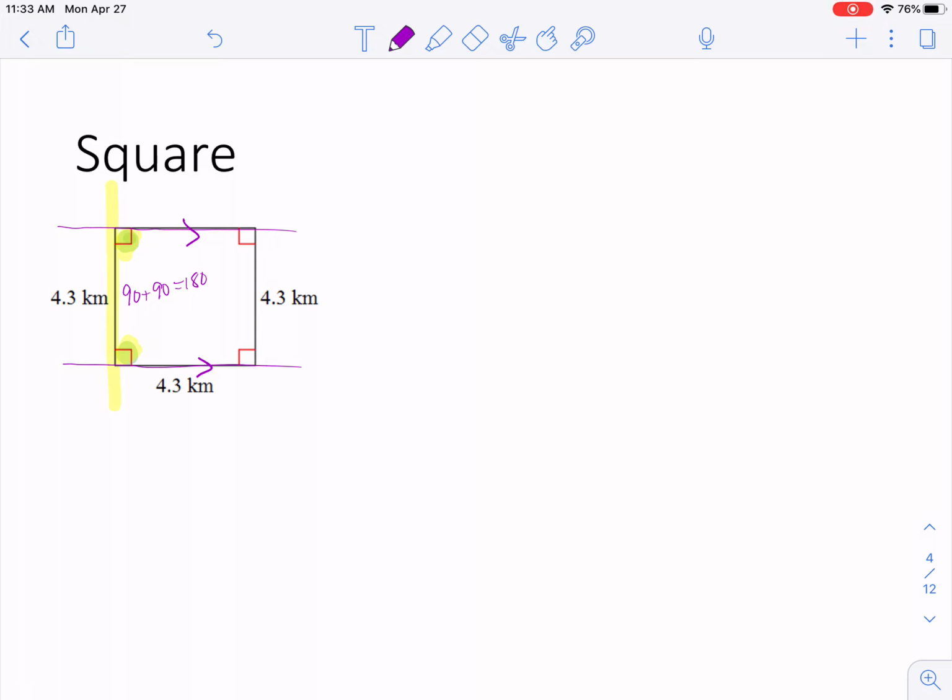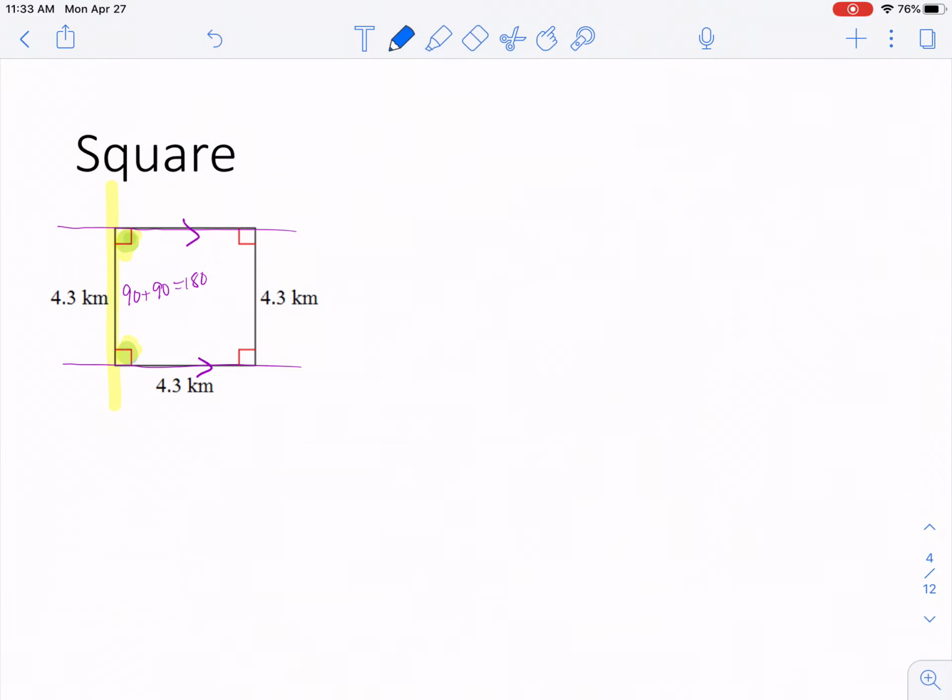Therefore, because the same side interior angles are supplementary, the two lines cut by the transversal, the purple lines with the little arrows, are parallel to each other. So that's just a review from our previous math that we were looking at.